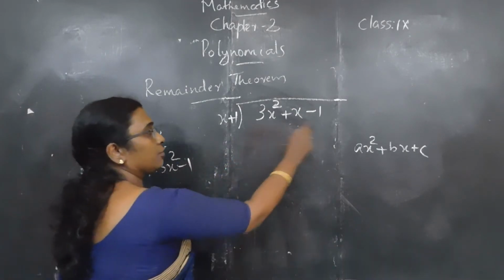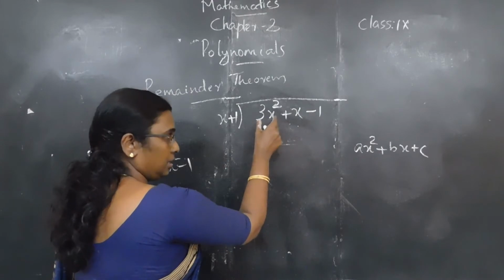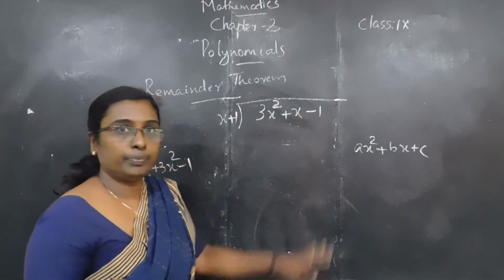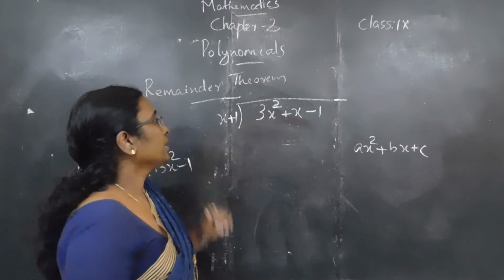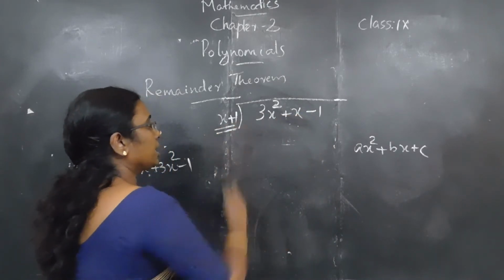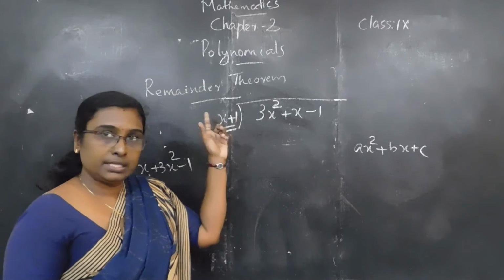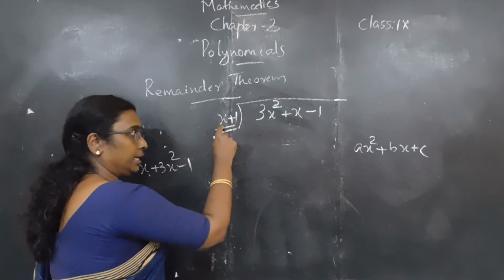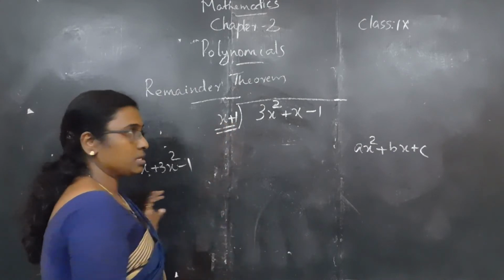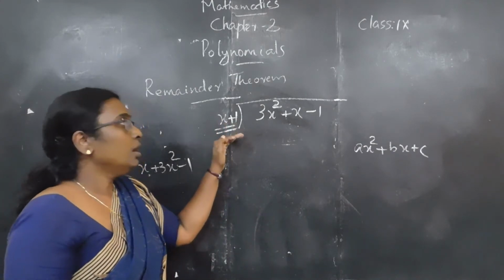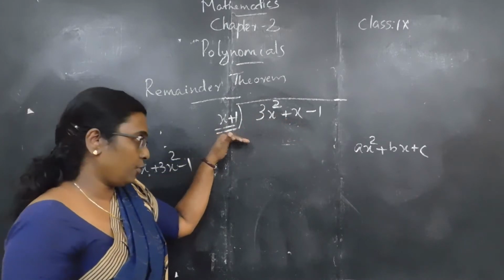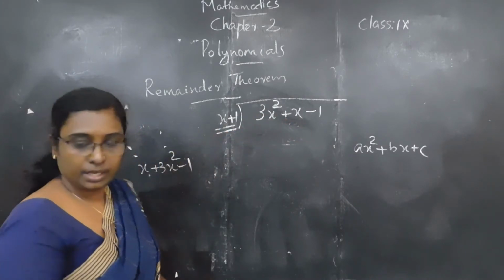This is in general form. That is, the first term is in x square, the next term in x, and the last is the constant term. Therefore, this is in general form. And this is also in general form. This is a linear polynomial. Its degree is 1. The first term is of degree 1, the second term is a constant. This is also in general form. So, make the dividend and the divisor in general form. That is the first step.